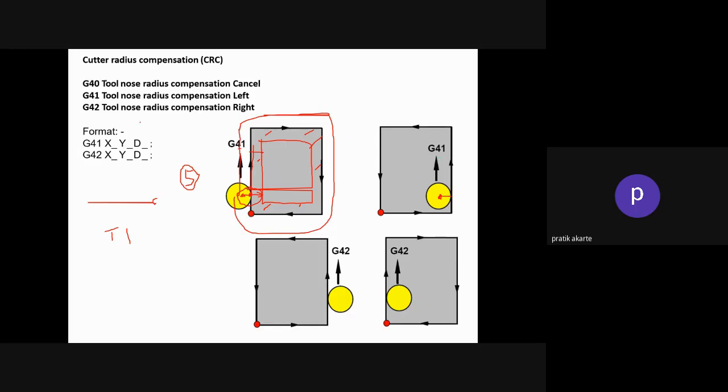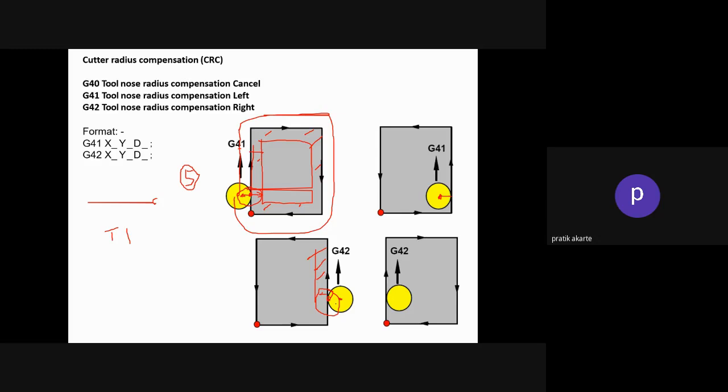Now G42. Now the cutter is traveling in counterclockwise direction. Same thing. If you don't use this cutter compensation towards right, what happens? This center is now shifting to over here. Then your cutter will be like this, and this much of portion is overcut. So this much of portion is overcut.